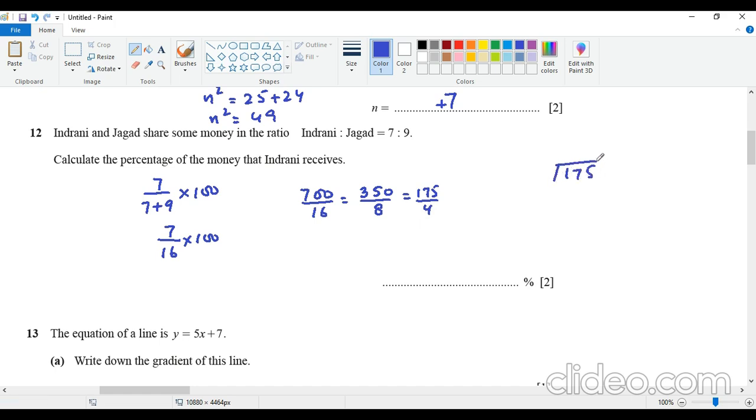Now 175 is divided by 4. 4 times 4 is a 16. 4 times 3 is a 12. Bring a decimal. 4 times 8, 4 times 7 is a 28. Comes to here, and 0, 4 times 5 is a 20. So 43.75. Most of the students call it 43.75, which is wrong. Always remember it is 43.75 percent, not 75.